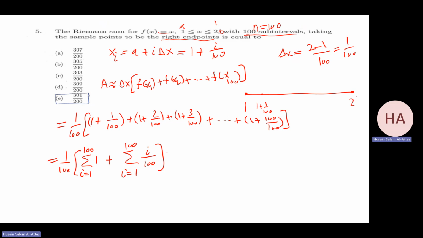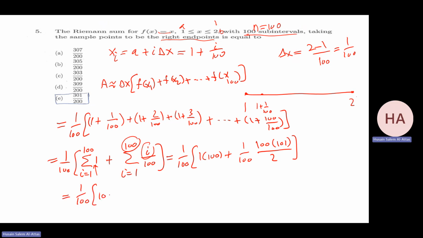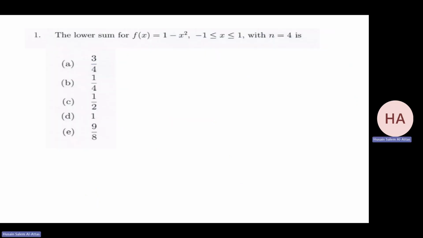Okay, so now I can use the formulas. I have 1 over 100. This is one repeated 100 times. That will be 100, which is 1 times 100. It's like C times N, which is 100, plus 1 over 100, summation of i up to N. So that will be N times N plus 1 over 2. Okay, so that will be 1 over 100 times 100. This is cancelled, plus 101 over 2. So 1 over 100 times 200 plus 101, which is 301 over 2. In other words, that's 301 over 200, which is this. It's a matter of calculation. Yeah. The lower sum.